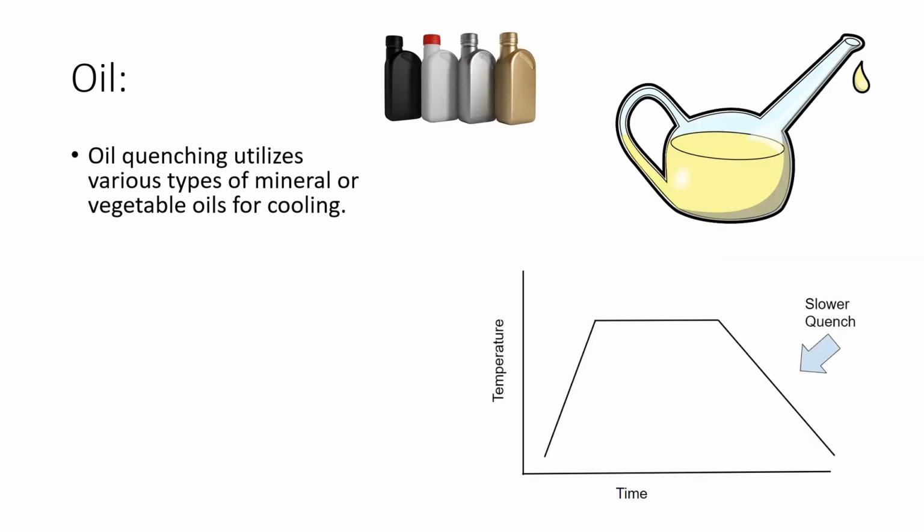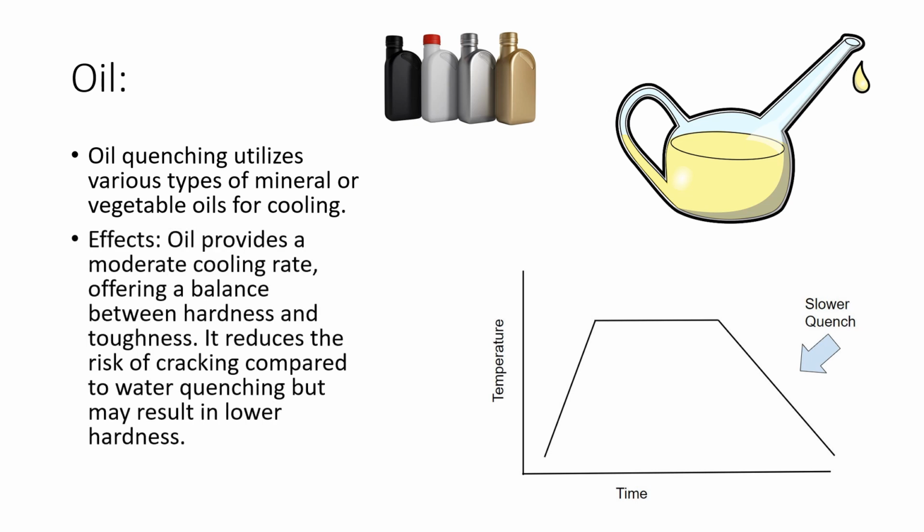Oil. There's all kinds of different mineral oils and vegetable oils that they use for cooling. And as it said on the chart, we're going to have a slower quench rate, a slower cooling rate, if we use oils as opposed to water. Oil provides a moderate cooling rate, and it's going to give you a good balance between hardness and toughness. And it's going to help reduce the risk of cracking due to the speed that this takes place.